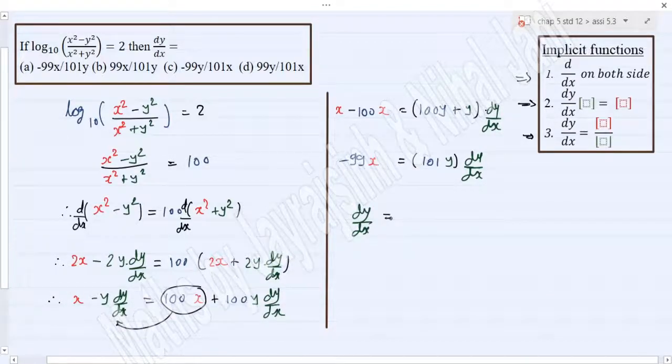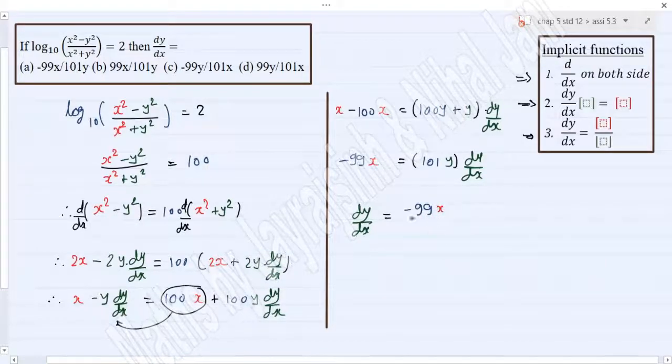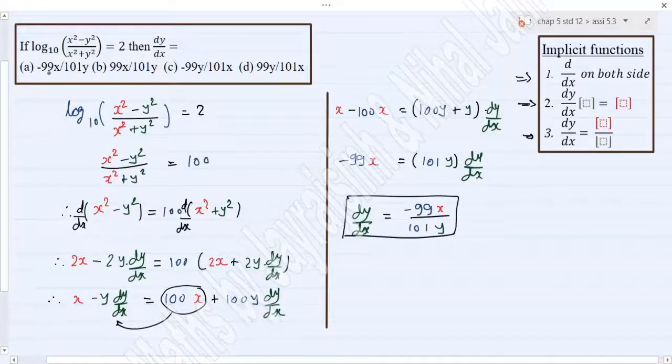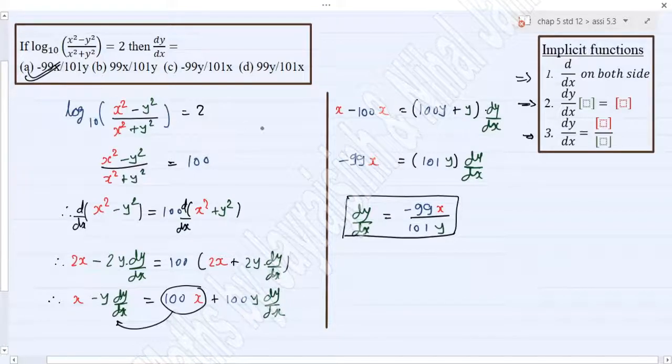So now we have to take the last step, so we get dy by dx is equal to −99x upon 101y. So ta-da! Option A is your final answer.